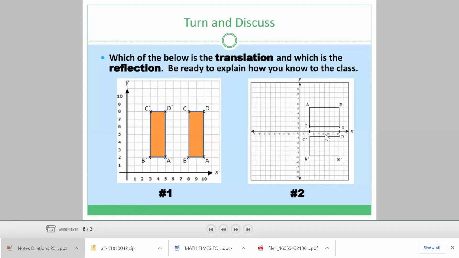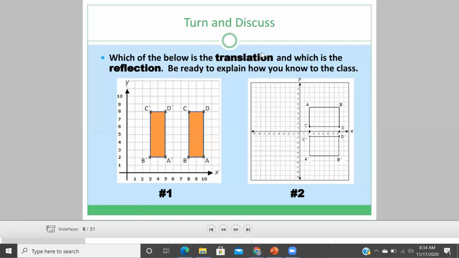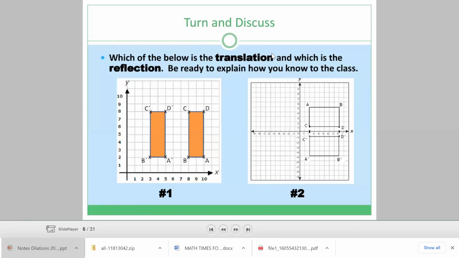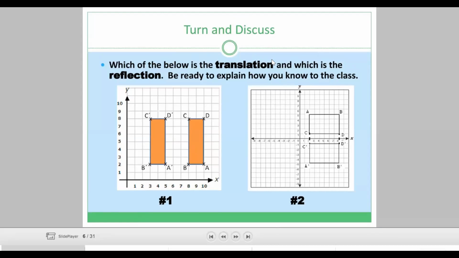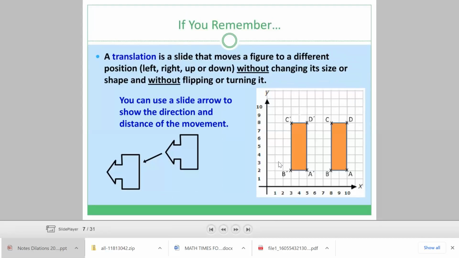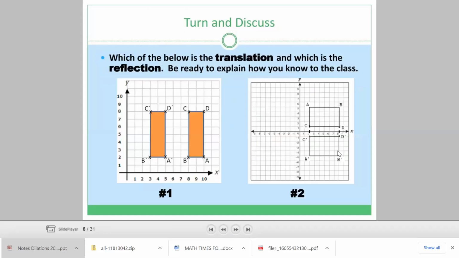Instead, let's look at this one here too. Number 2. This one here is the reflection, because the mirror line in that case is which line? Can anyone tell me? Right, the x-axis is our mirror line.